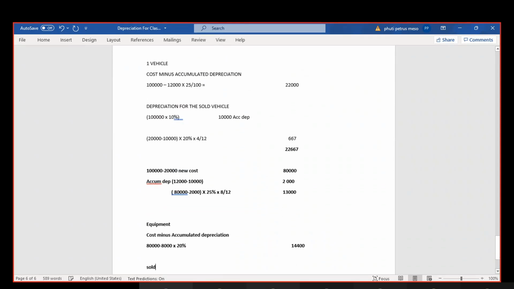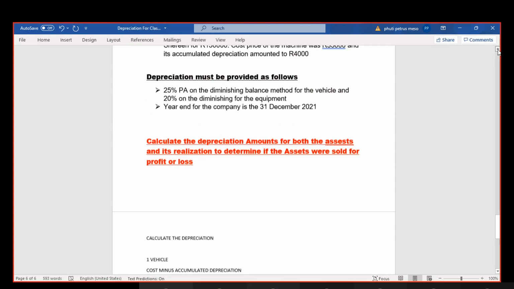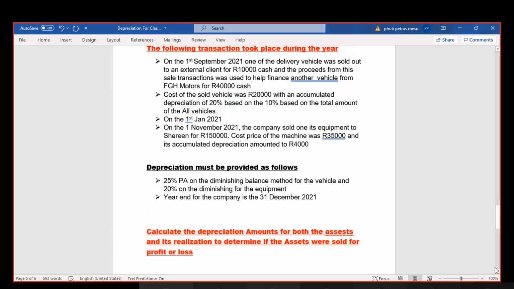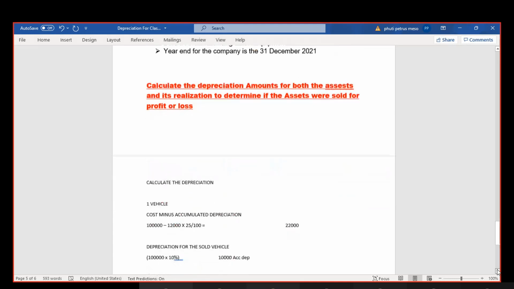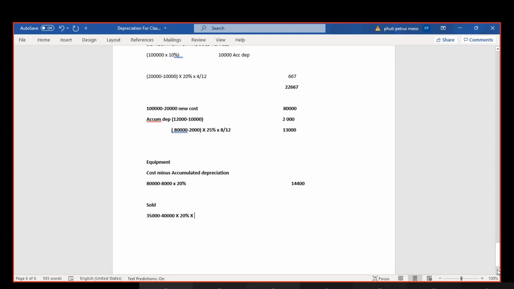Let's see. 35,000 minus 4,000, multiply by 20%. Then you multiply that by, was it sold when? Just a moment, let me just go back quickly. On the 1st of November, meaning that it was sold 2 months. Actually, I made a mistake here. It's supposed to be, I think, 10 divided by 12, because we had it for 10 months. So it's 10 divided by 12 months.